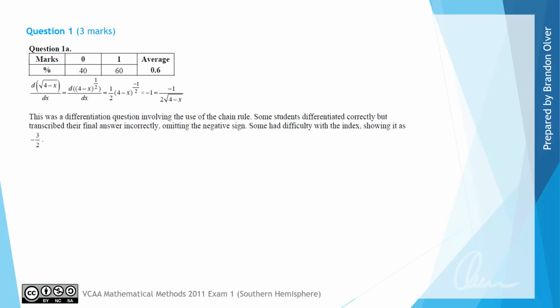From the examiner's report we can see that 60% of students gained full marks for this question, and that it was a differentiation question involving the use of the chain rule. Some students differentiated correctly, but transcribed their final answer incorrectly, often omitting the negative sign. Some had difficulty with the index, showing it as negative 3 over 2 rather than negative a half.